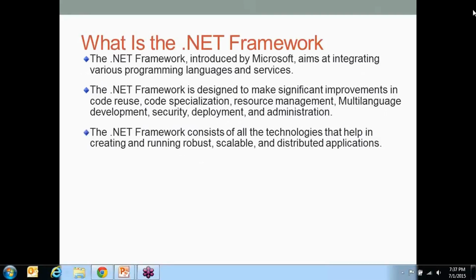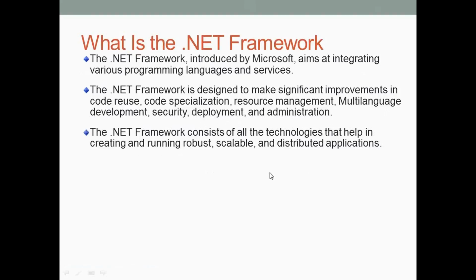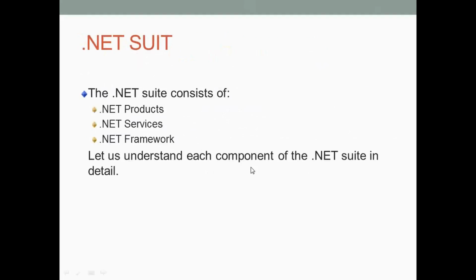The objectives are a consistent object-oriented programming environment, because with the help of the .NET framework we will be creating object-oriented programming applications. The .NET framework consists of all the technologies that help in creating and running robust, scalable, and distributed applications. To understand these concepts, let us understand what the .NET framework consists of. It consists of .NET products, .NET services, and the .NET framework. Let's understand each component of the .NET suite in detail, one by one.